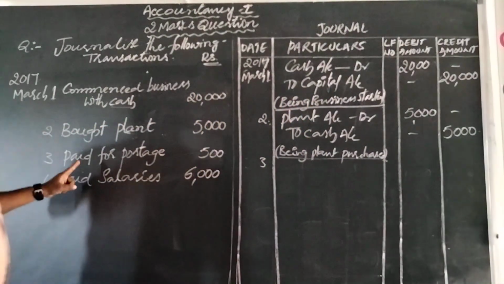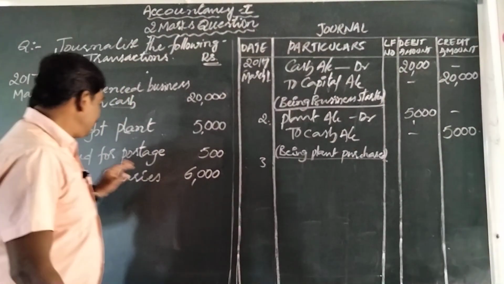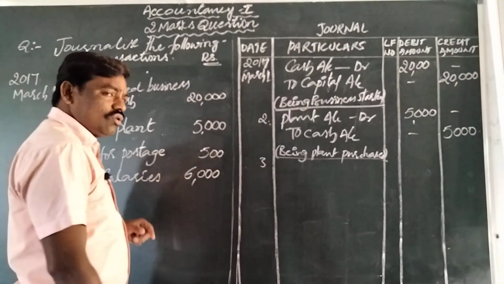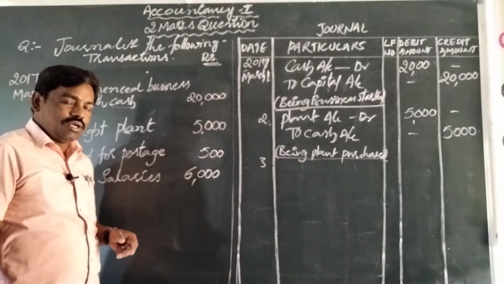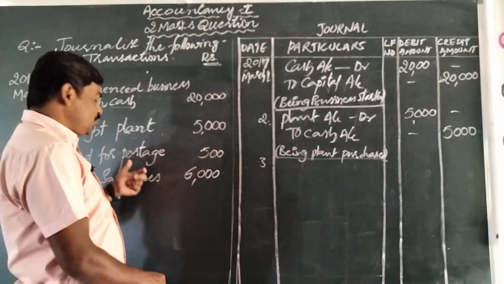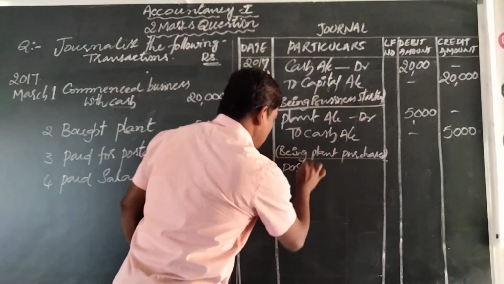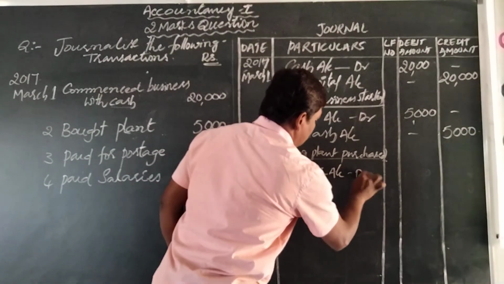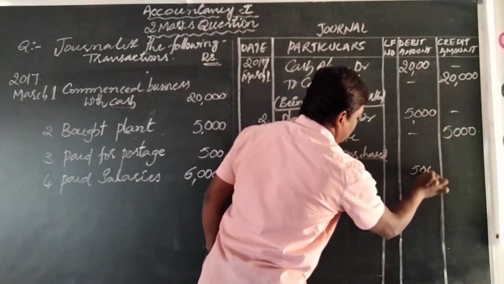What is the third one? Paid for postage. So it is expenditure. As per nominal account principle, expenses should be debited, income should be credited. So here expenditure, that is postage. So here, postage account debit, amount of rupees 500.